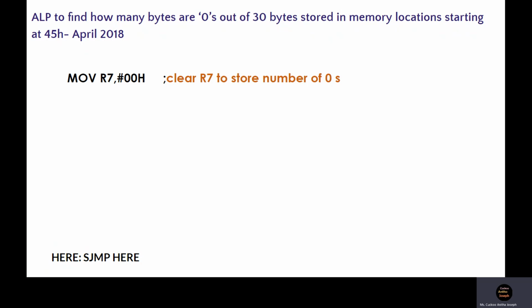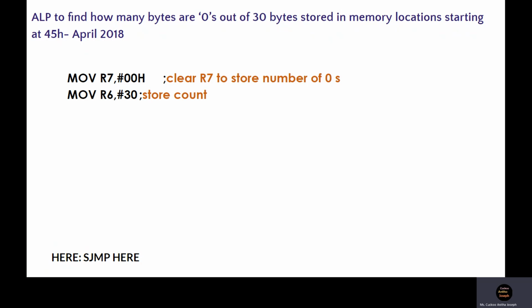Then let's store the count 30 into a register. Let's choose R6. MOV R6, #30. We have not used H because the count is given in decimal and we are storing the decimal value into the R6 register. We are not bothering to convert it into hexadecimal.